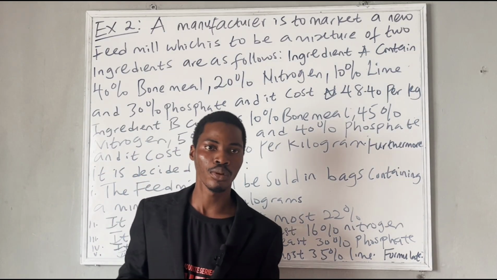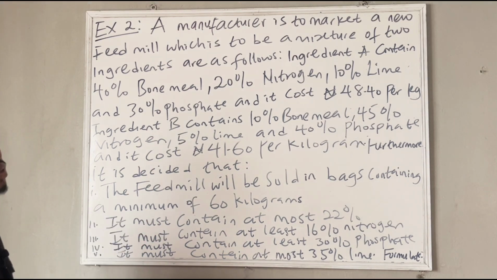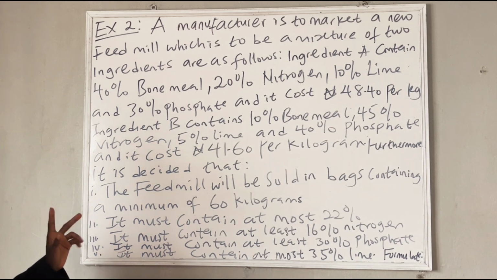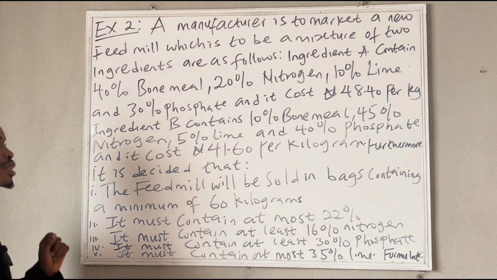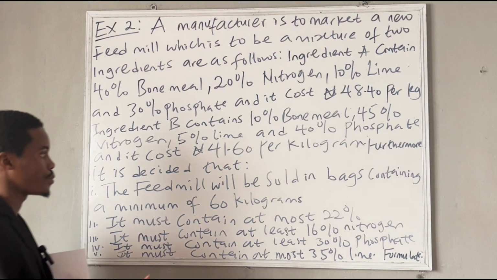Here's another example on linear programming. A manufacturer is to market a new feed meal, which is to be a mixture of two ingredients as follows. Ingredient A contains 40% bone, 20% nitrogen, 10% lime and 30% phosphate, and it costs 48 naira 40 kobo per kilogram. Ingredient B contains 40% bone, 45% nitrogen, 5% lime and 40% phosphate, and it costs 41 naira 60 kobo per kilogram.